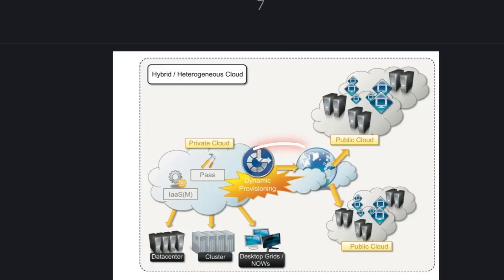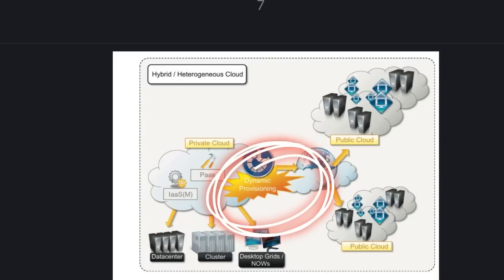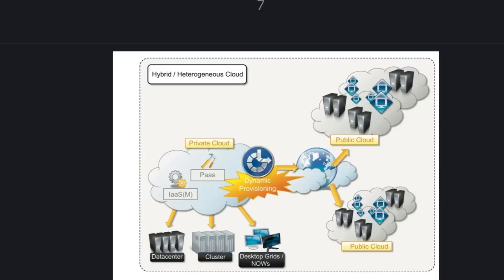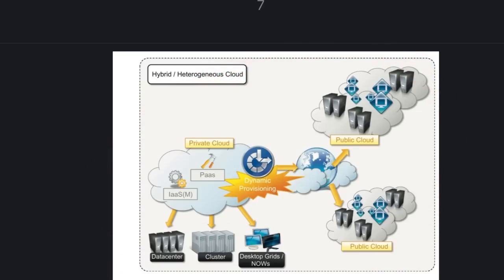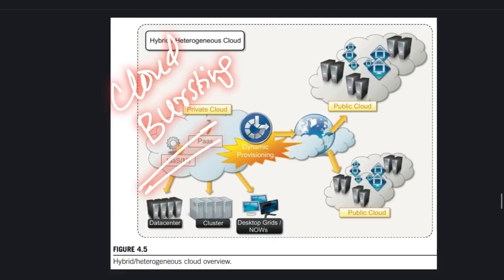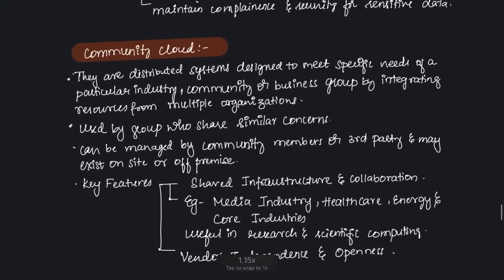Then we have this dynamic provisioning. It is the process of adding or releasing public cloud resources depending on the demand. By making use of this, scalability is achieved. Then this entire thing will tell us how the distributed system is working when the private cloud integrates resources from the public cloud to meet your customer demand. So we have seen cloud bursting is happening here. Next we have community cloud.